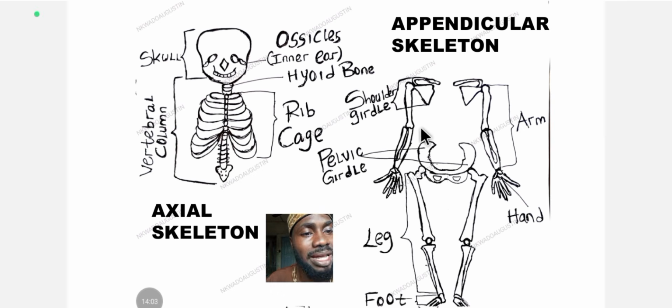While the appendicular skeleton is all other parts that are not part of the axial skeleton. That's the appendicular skeleton. You have the clavicle and the scapula that make up the shoulder girdle. You have the humerus, the hand bones.